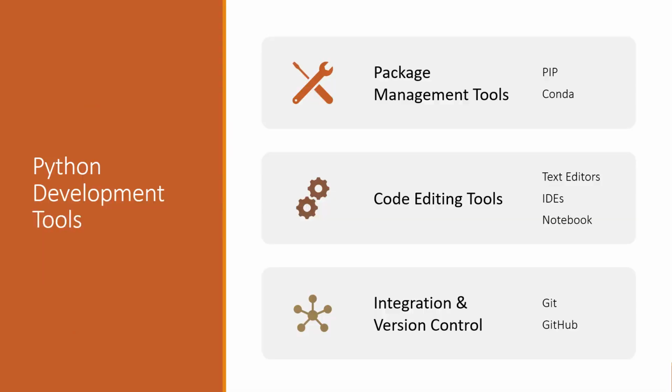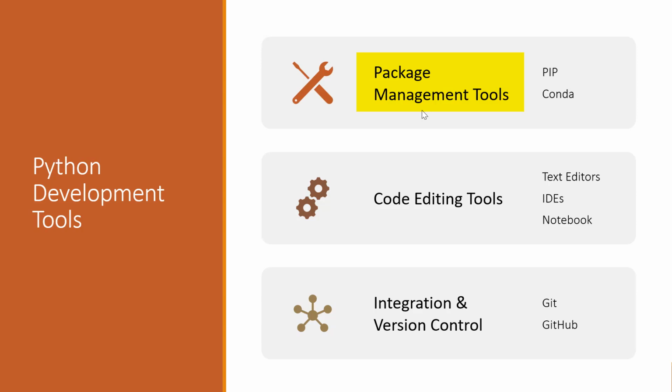Now, since Python is one of the most used languages worldwide, there is a variety of development tools available for it, and selecting any of these tools depends upon the requirement and system needs. So there are basically three categories of tools that we can utilize for Python development. First is the package management tool.